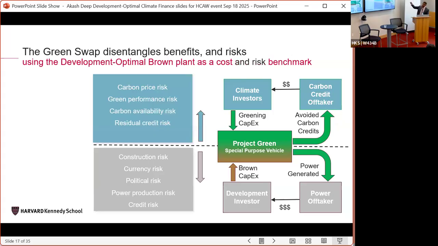And if we do this correctly, what the green swap does is it doesn't just split up the costs and benefits, it also splits up the risks. So done correctly, the climate investor will not bear any of the regulatory or demand or currency or political risks that generating power involves. They will only have the risks of carbon prices, the green technology, and so on. And if one can do that correctly, one can draw climate investors at a cost of capital that is much lower than what the cost of capital would have been in India had they been saddled with all of these different risks. Right? So the idea here is that the brown plant is the development optimal choice for just looking at the development goal. Right? But we are using that as a benchmark to then build the green plant off of that to draw incremental financing as an example.